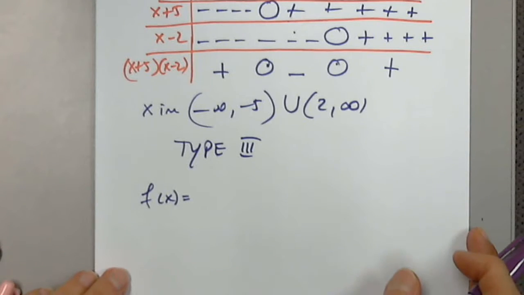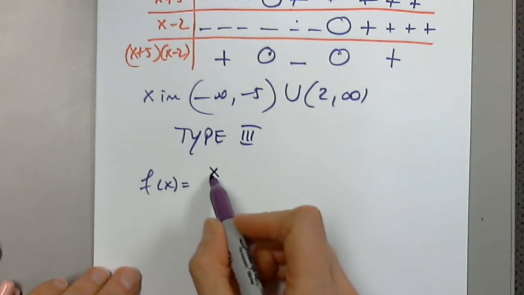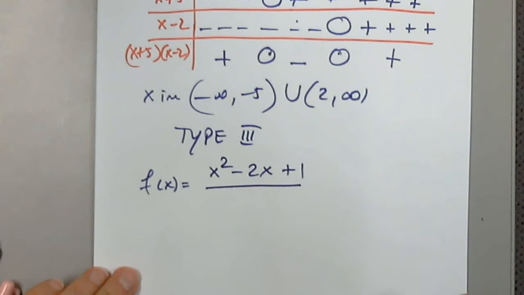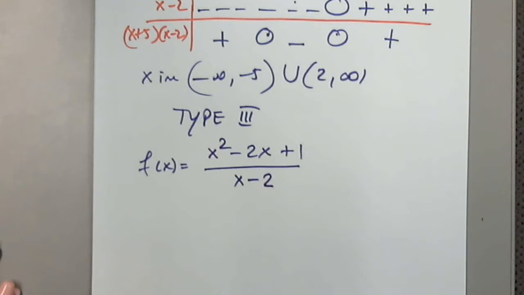My pleasure. So here's a type 3 function. Let's say x squared minus 2x plus 1 divided by x minus 2. Is it type 3? Yes, because the degree of the top is 2 and the degree of the bottom is 1. So the degree of the top is 1 unit larger than the degree of the bottom. Good.